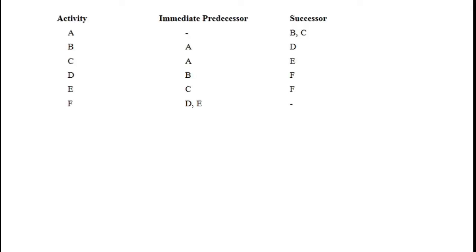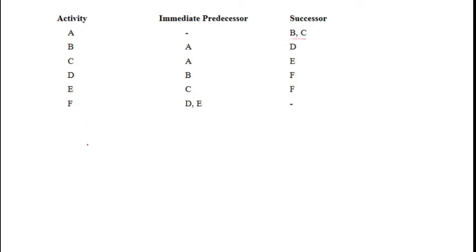Let's take one more example. In this, activities are given, and it is the same example that we have discussed while discussing the network. It has given activities A, B, C, D, E and F, and given immediate predecessors and successors. For example, A doesn't have any immediate predecessor, but it has two successors B and C.